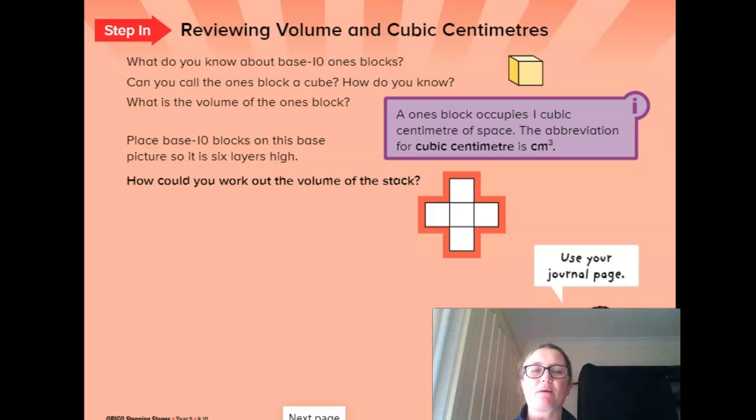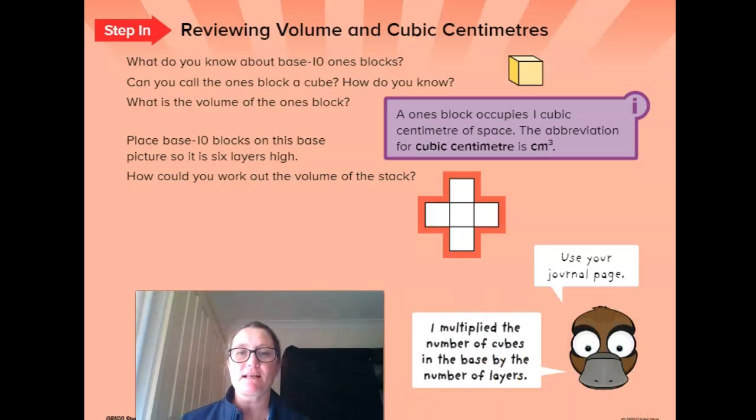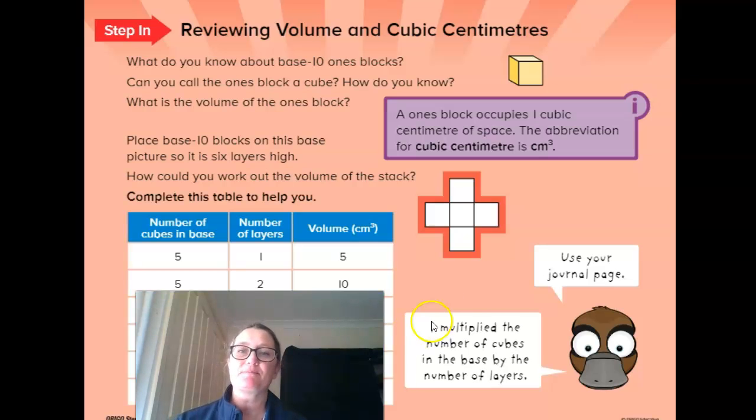Remember we talked about how we would work out the base, and then we'd work out the area of the base, and then we would multiply it by the number of layers. So our platypus, can you see him? Was my face in the way? Multiplied the number of cubes in the base by the number of layers. What a smart platypus.